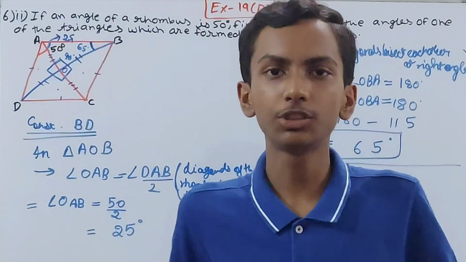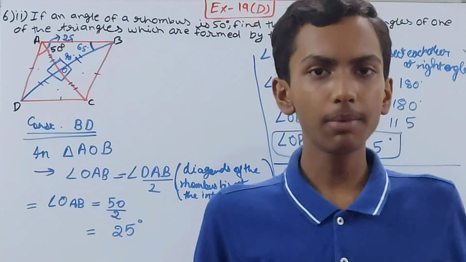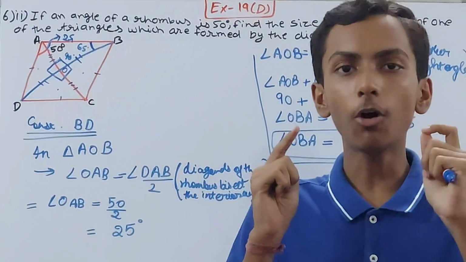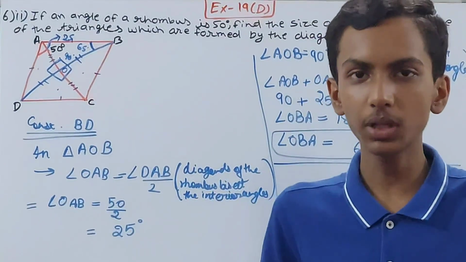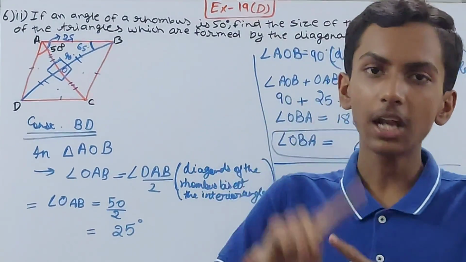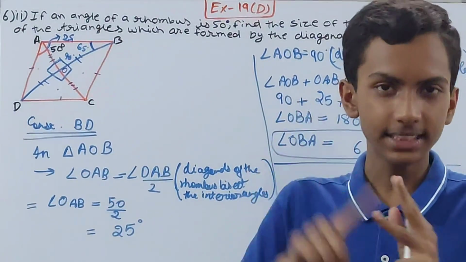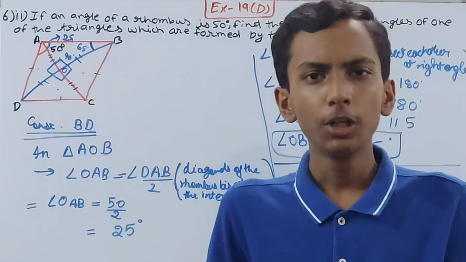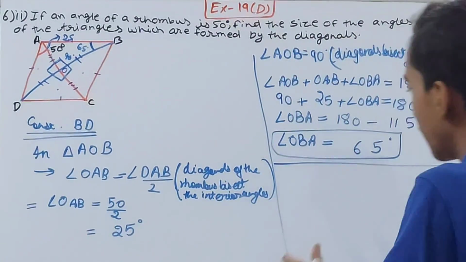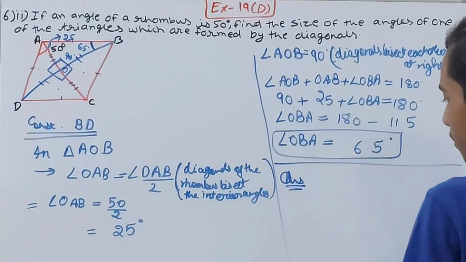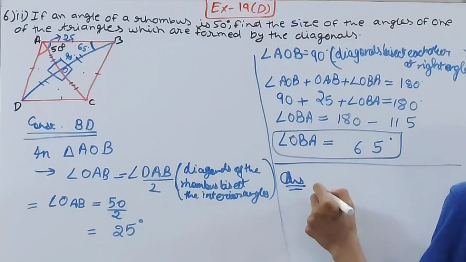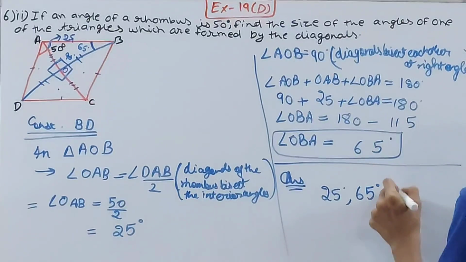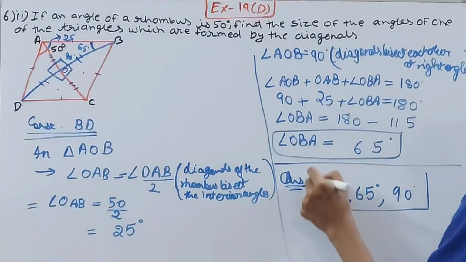Just take this much for now. When the four triangles are congruent, the measures of all the angles of all the four triangles will be the same. Okay, in one triangle it is 90 degrees, 25 degrees, 65 degrees. So all the three measures will be in the other triangles also. So there is no need to calculate further. Directly our answer will be what? The measures of the angles are as follows: 25 degrees, 65 degrees and 90 degrees. This is the final answer.